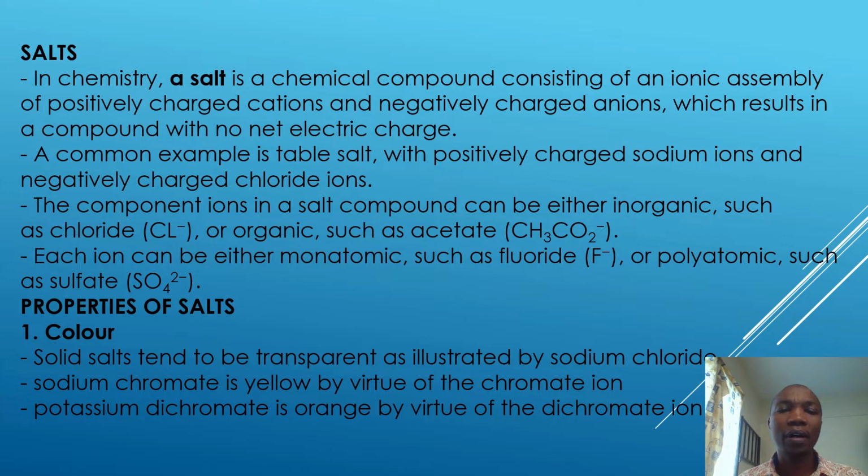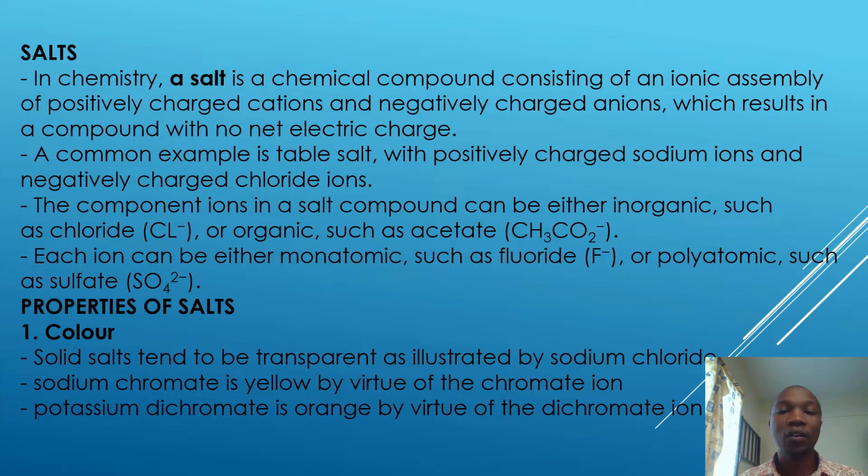A common example of this is table salt, which is normally sodium chloride, because it has sodium ions and chloride ions. The component ions in a salt compound can be either inorganic, such as chloride, or organic, such as acetate. Each ion can be either monoatomic, such as fluoride, or polyatomic, such as sulfate.